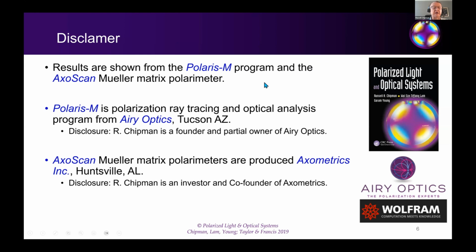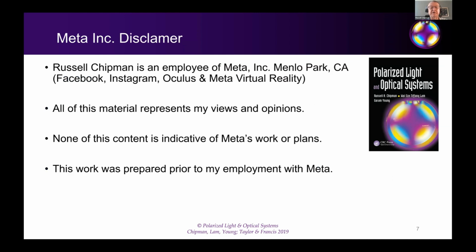Again, I'm going to show results from Polaris-M, also from the AxoScan Mueller matrix polarimeter. Polaris-M is from Airy Optics, which, disclosure, I was a founder of. And AxoScans come from Axometrics in Huntsville, Alabama, where I was an investor and helped get that company started. Also, I'm an employee of Meta, but all of this material expresses my views and my opinions. None of this is indicative of Meta's work or Meta's plans. In fact, it was prepared prior to my employment with Meta.